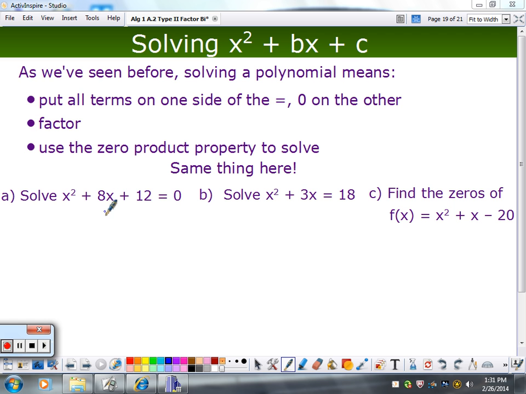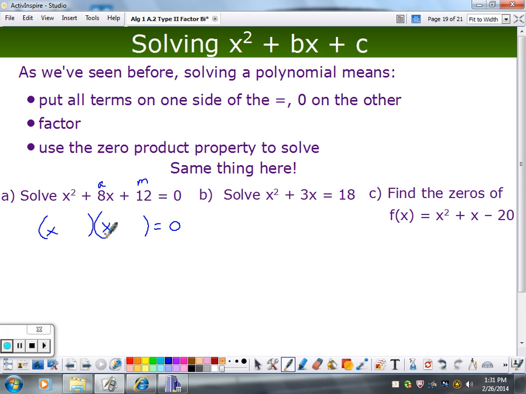According to the flowchart, the first question is: is there a common factor? Nope. Is it a difference of squares? Does it look like a squared minus b squared? No. Is it a trinomial with a leading coefficient of 1? Yes. This is a type 3. How do we factor type 3? We make our 2 parentheses, and notice my equals 0 is still here. I'm solving an equation. x and x. I need 2 numbers that multiply to 12 but add to 8. What 2 numbers multiply to 12 but add to 8?